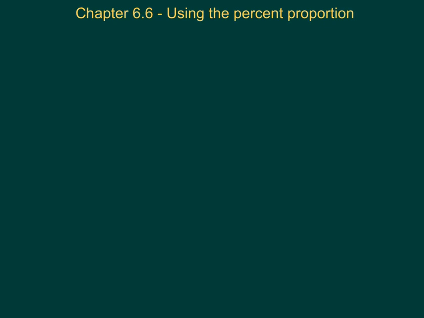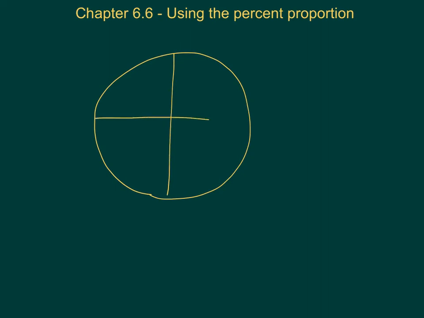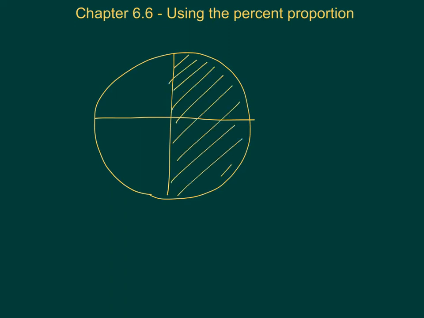And while that sounds a little bit complicated, I bet you've already done it in your daily lives. The percent proportion is just converting something that we know as a proportion into a percent. So say I have a pizza and I eat 50% of the pizza. Guess what? I just used the percent proportion.